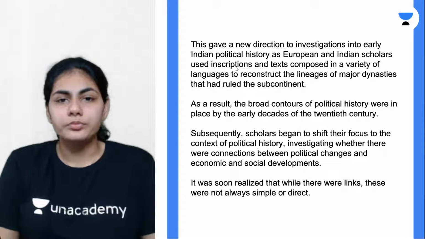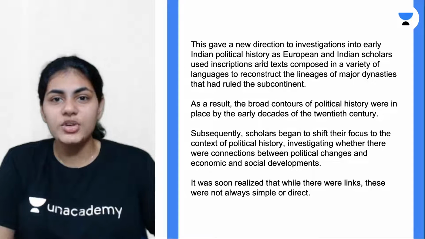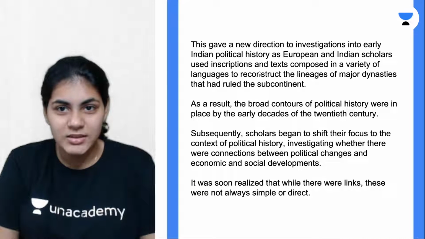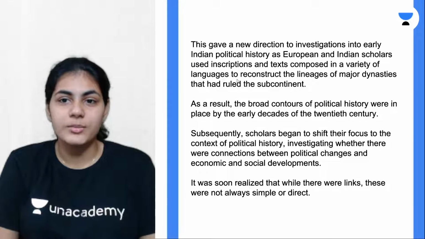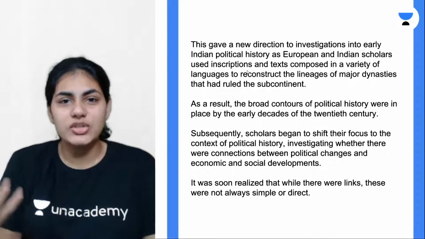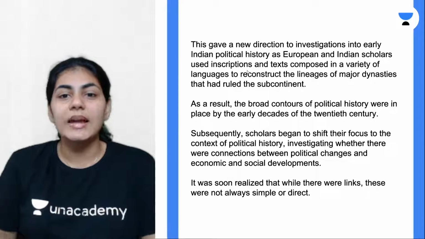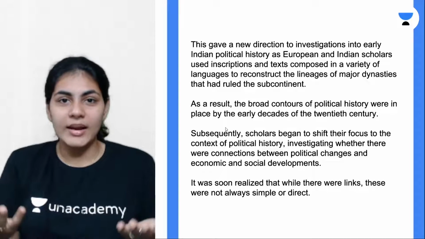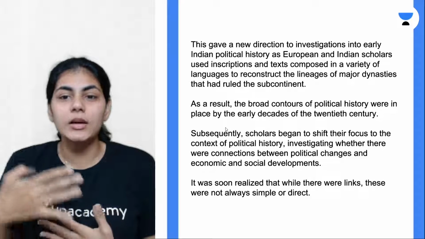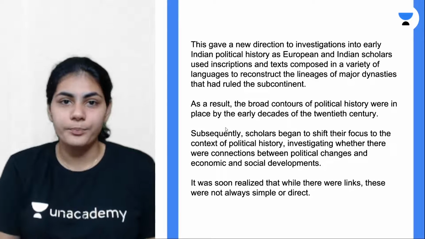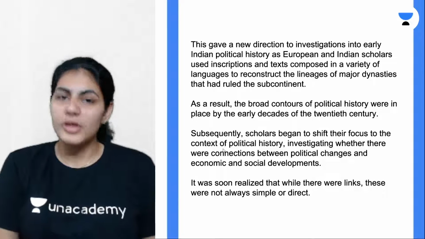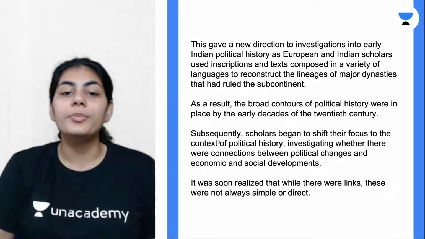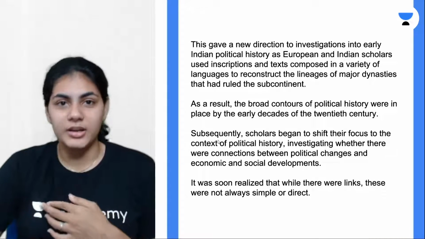So investigations into new Indian political history, as I was mentioning, continued as European and Indian scholars used inscriptions and texts composed in a variety of languages. They used all of this to reconstruct histories of different dynasties that ruled over the Indian subcontinent. So now in our hands, we have something called the political history of ancient India. Historians have studied political history to a great extent, but they didn't stop there. They wanted to know something beyond the political sphere.